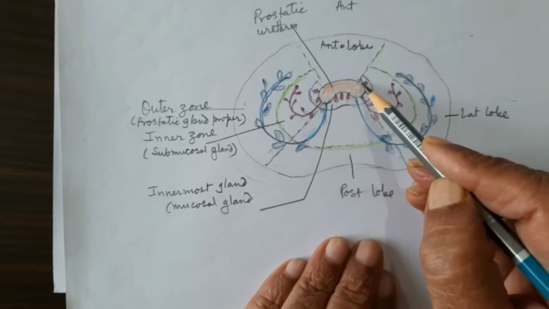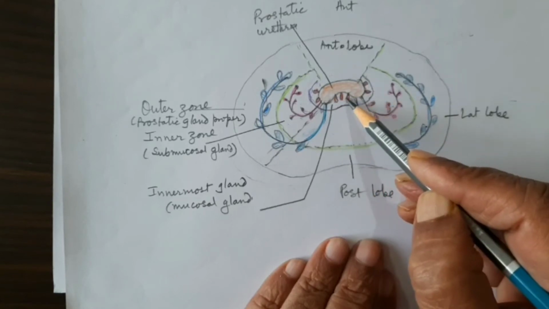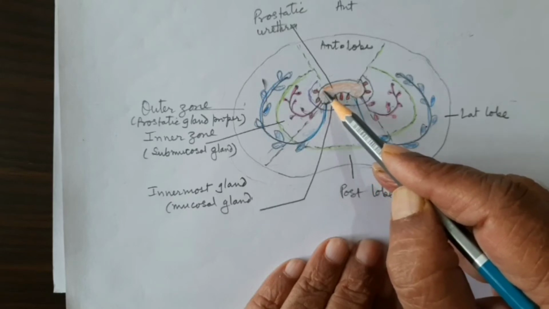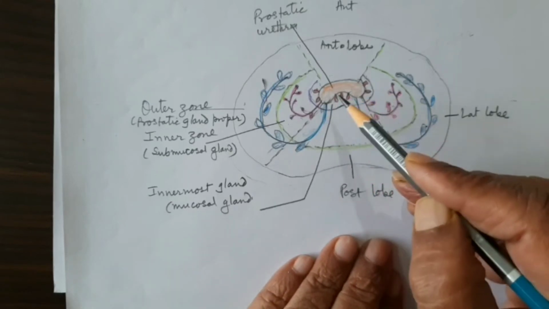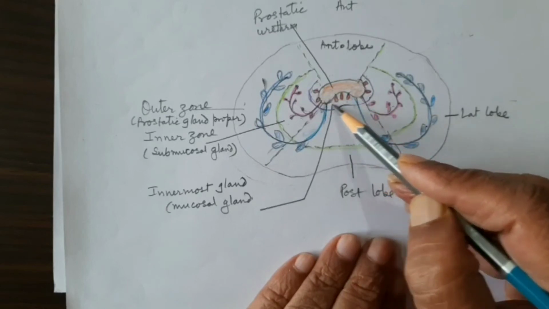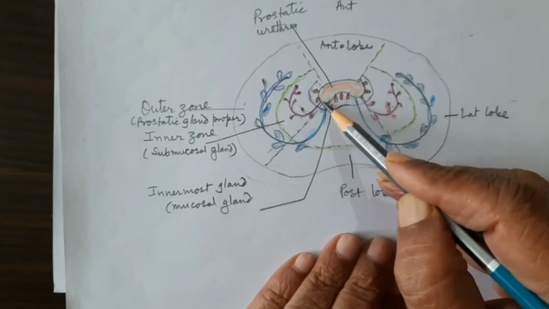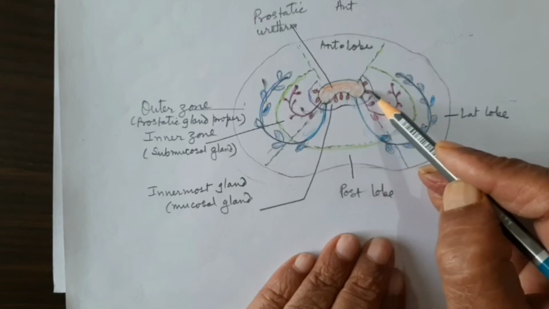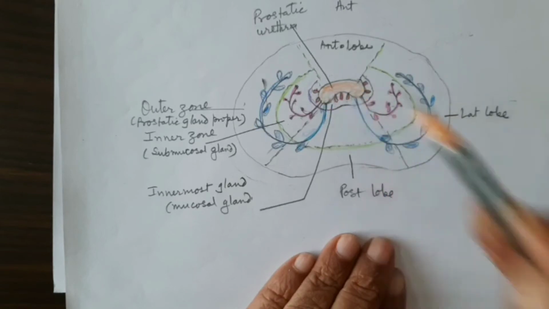Okay, epithelial lining, and just deep to it is a small gland present in the mucosa, the mucosal gland. So within the mucous membrane, this gland is very small. See this small gland, and they open into the urethra.